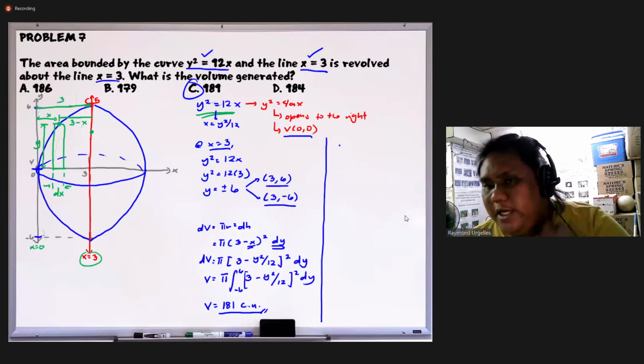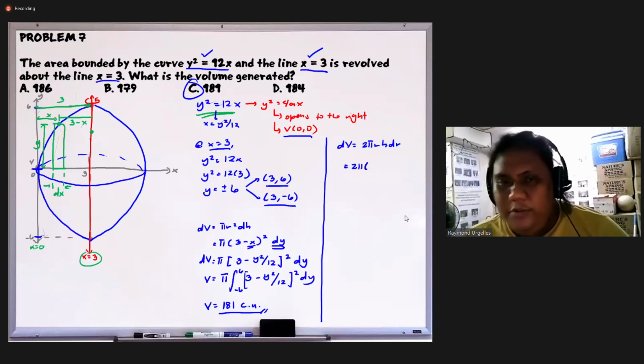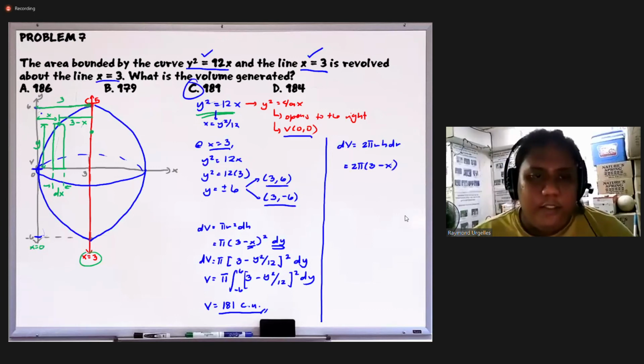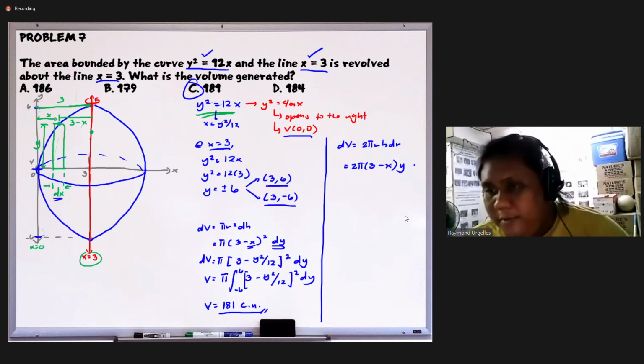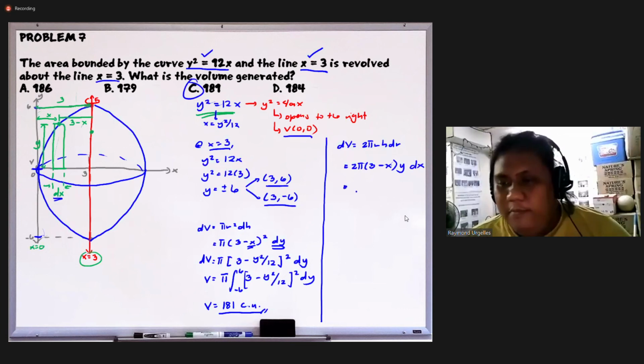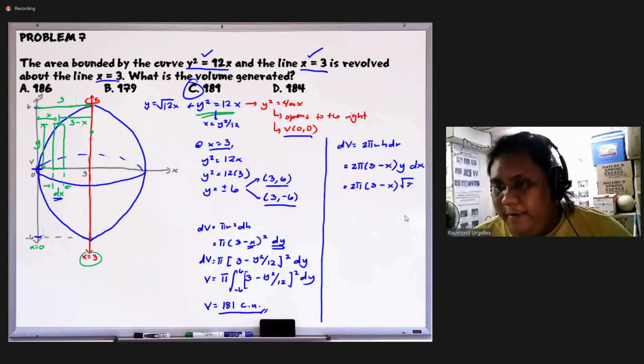So if we set up yung differential volume natin, pag i-consider natin yung differential volume ng cylindrical shell natin, that's 2 pi r h dr. Base dun sa mga nakuha natin, yung radius ay 3 minus x, tapos yung height natin is y, tapos yung dr natin ay dx. Then substitute lang natin yung mga given. Since dx ito, kailangan naka in terms of x tayo. Saan equal yung y? Mula dito, square root of 12x yung y natin. So therefore, this is square root of 12x dx.